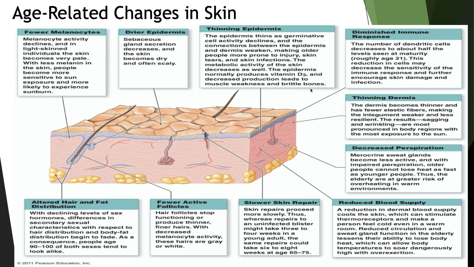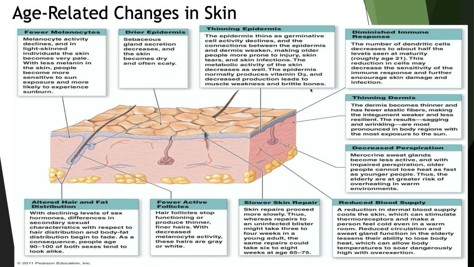There are also some age-related changes that alter the appearance and structures of the integumentary system. So a few things as we go through: melanocyte activity declines. And in light-skinned individuals, the skin becomes pale. And with less melanin in the skin, people become more sensitive to sun and more likely to experience a sunburn.